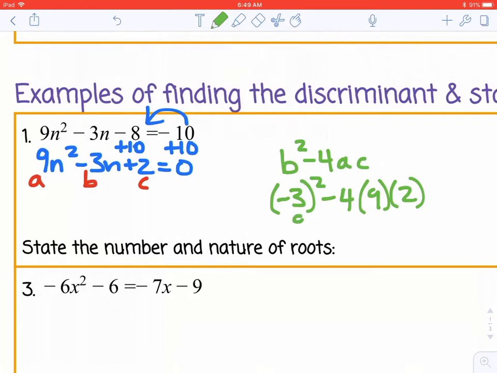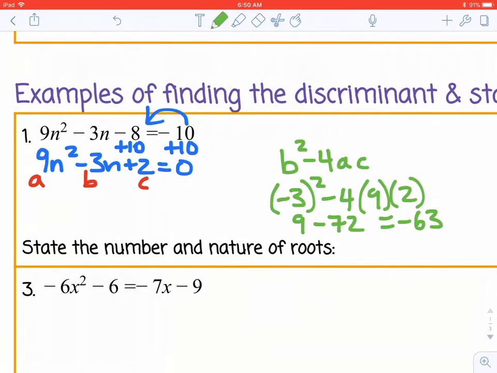So that would be 9 for negative 3 squared, minus 4 times 9, which is 36, times 2, which is 72. And then 9 minus 72 would be negative 63. So our value of our discriminant, I'm going to move that up a little bit so I can write underneath there, is negative 63.